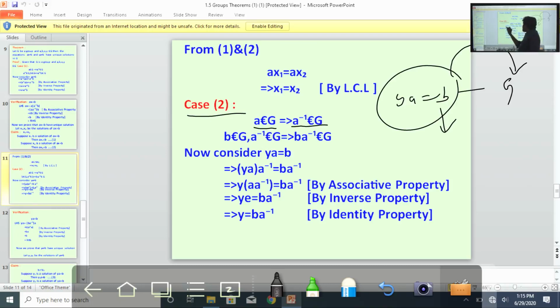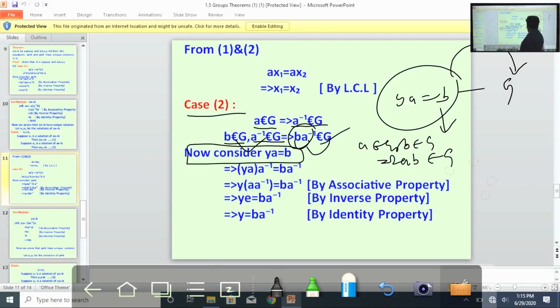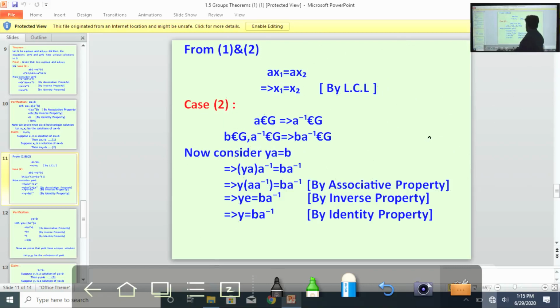Now you take b belongs to G, and a inverse also belongs to G. By using the closure property, b into a inverse also belongs to G. What is the property? a belongs to G, b belongs to G implies a into b also belongs to G. That's why b into a inverse also belongs to G. Now consider Ya = b.